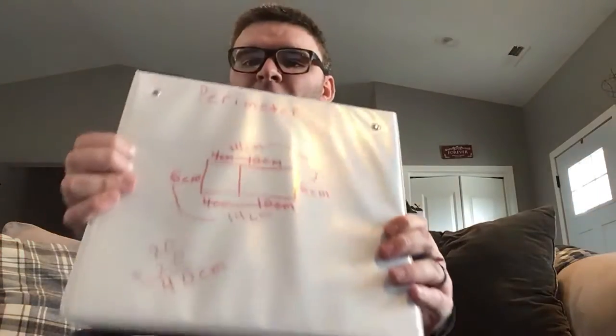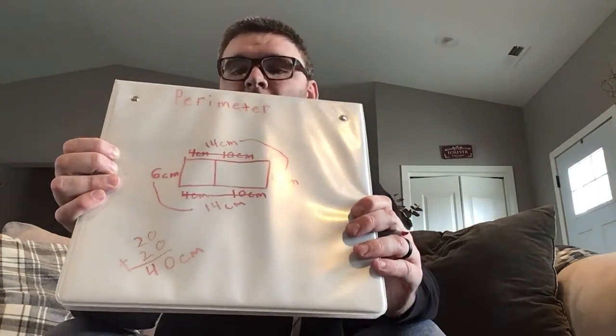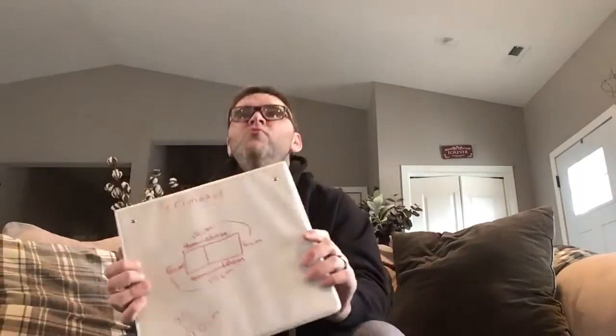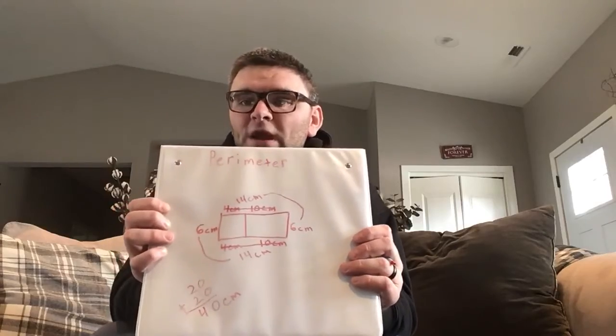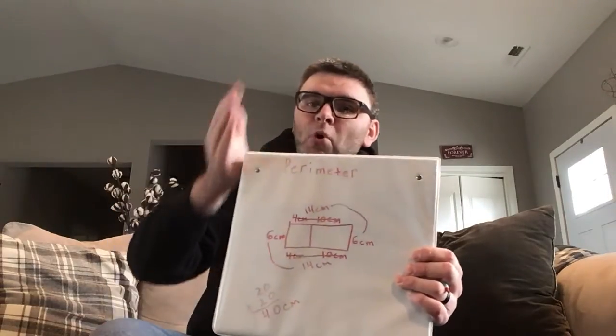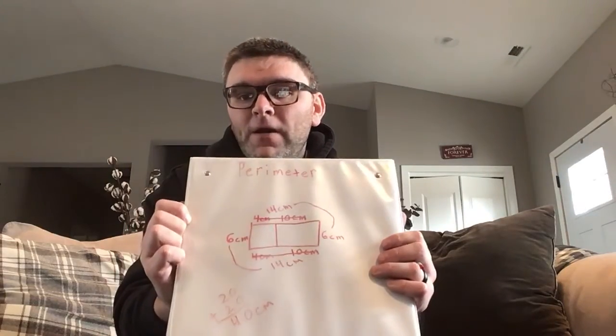20 plus 20 equals 40 centimeters for the perimeter of this rectangle. So that is a new piece that you are adding today, is sometimes a rectangle might be broken down the middle. All right, guys.